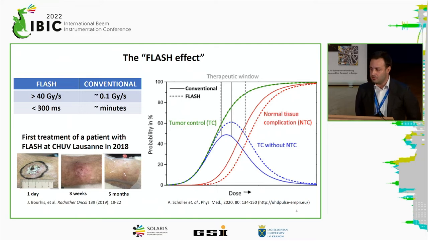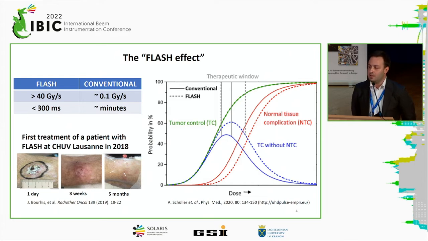But if you see the red curve, which is the normal tissue complication, you can see that there is a quite significant difference. So for a certain dose, the normal tissue complication that you can see here is higher with the conventional radiotherapy than with the flash radiotherapy.